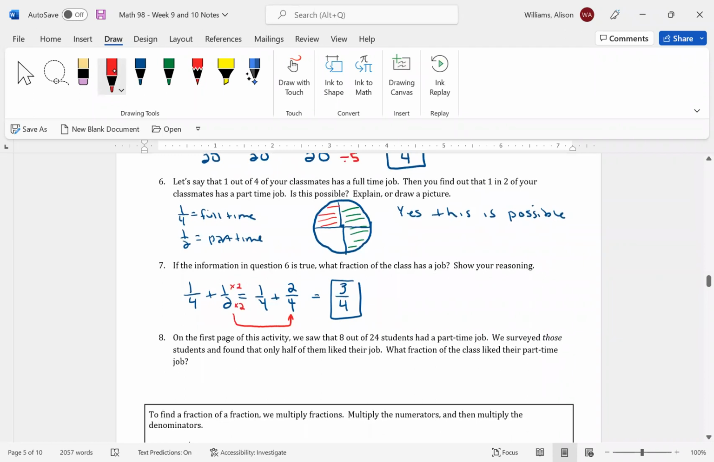On the first page of this activity, we saw that 8 out of 24 students had a part-time job. We surveyed those students and found out that only half of them like their job. So what fraction of students like their part-time job? If it's 8 out of 24, so 8 people have a part-time job and only half of them like their job, the answer is 4 out of 24.